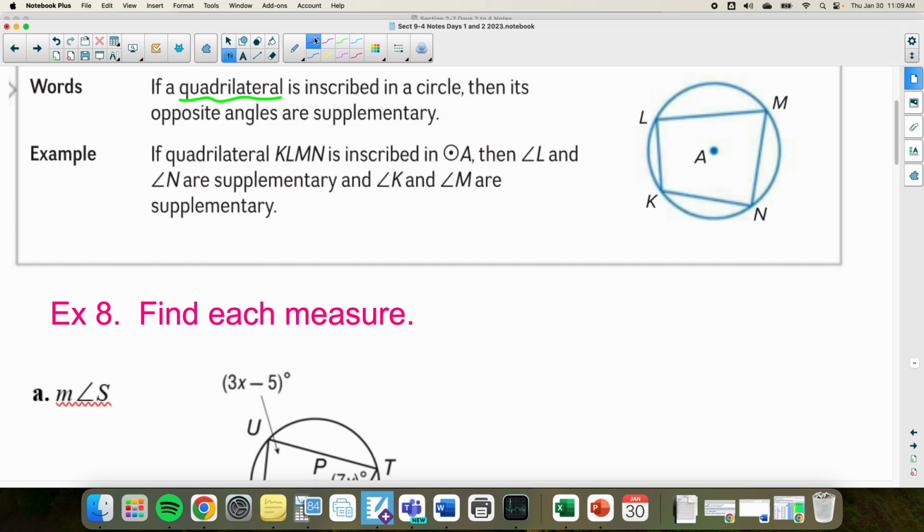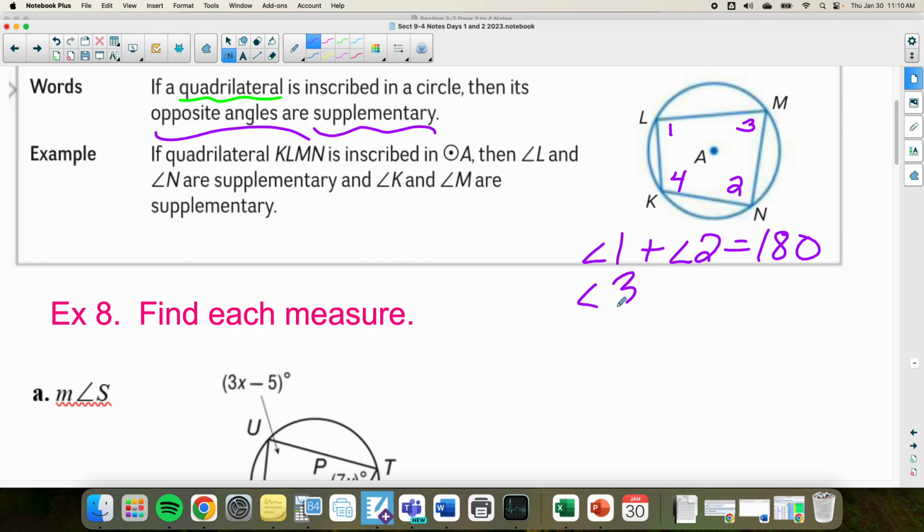And what this theorem says is if you have a 4-sided figure inside, your opposite angles are supplementary, okay? So 1 and 2 would add up to 180, 3 and 4 would add up to 180, okay? So angle 1 plus angle 2 equal 180, angle 3 plus angle 4 equal 180.